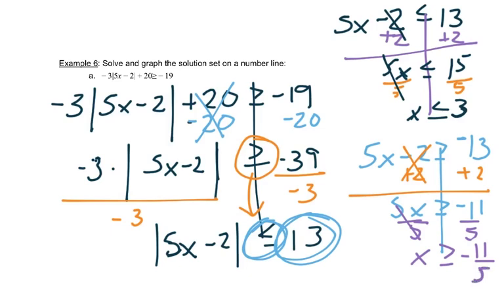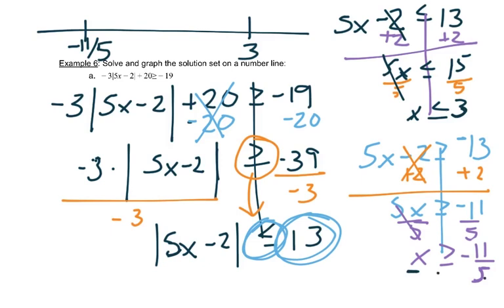So we need to put those two answers together on our number line. So we have negative 11 fifths, which is somewhere over here on the negative side. And then we have positive 3, which is somewhere over here on the right-hand side. This is saying x is bigger than negative 11 fifths. So bigger than would go to the right of that. And then x is smaller than 3, so that would go to the left. And both of them have the equal to, so we'd have brackets at both ends. So that would be our graph.